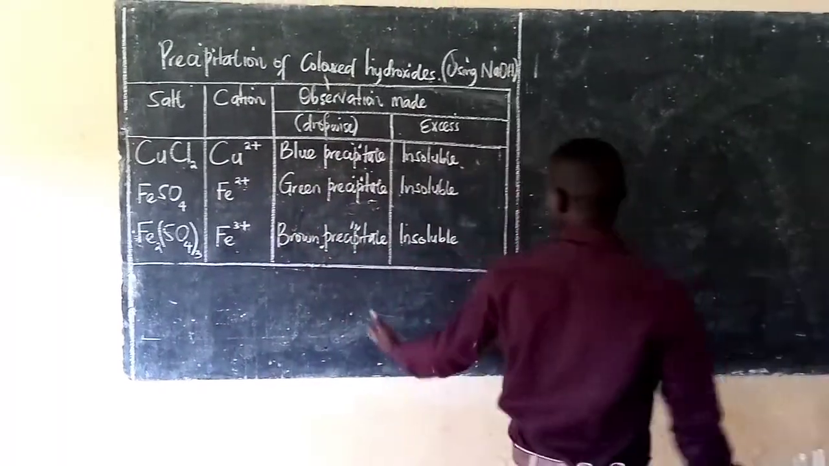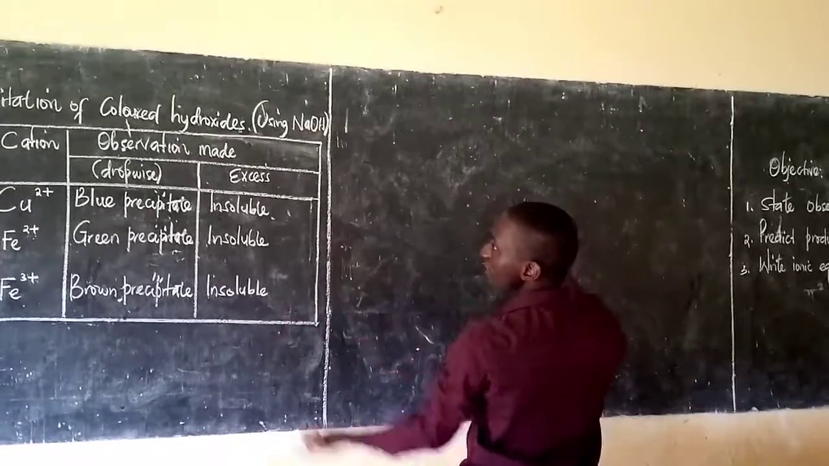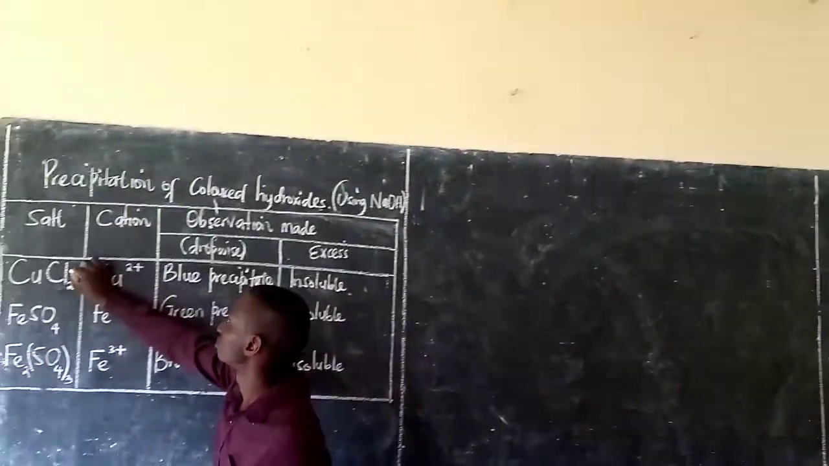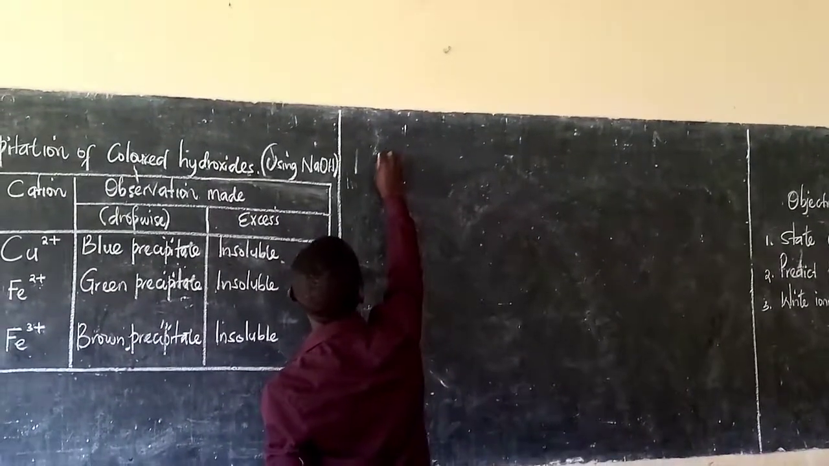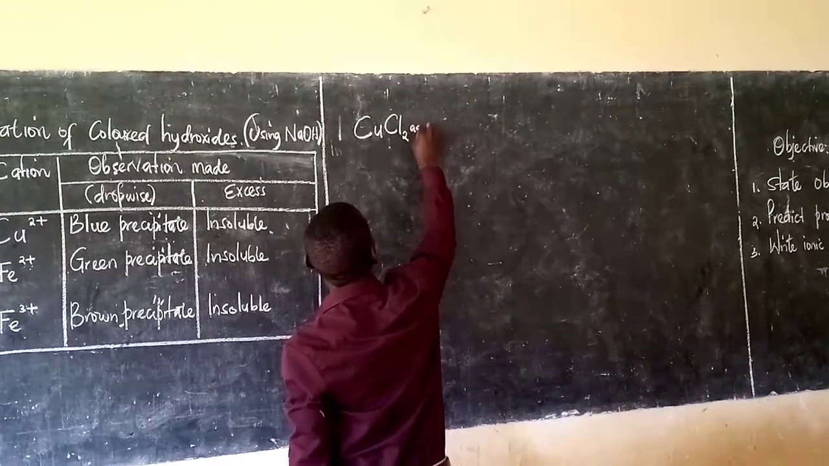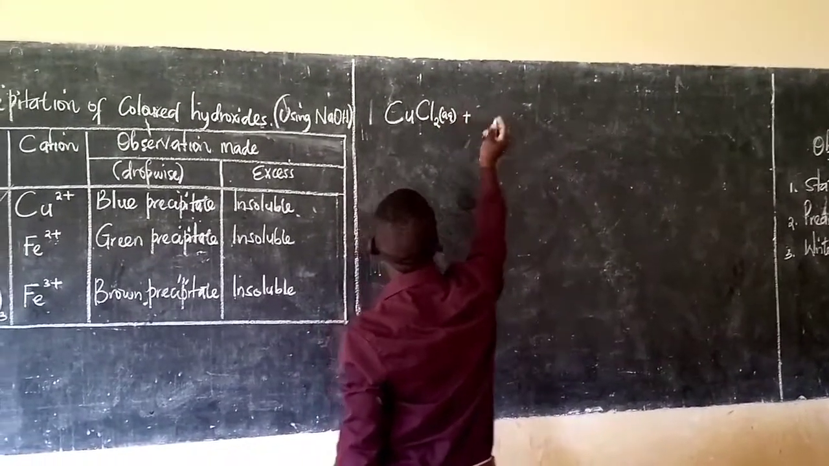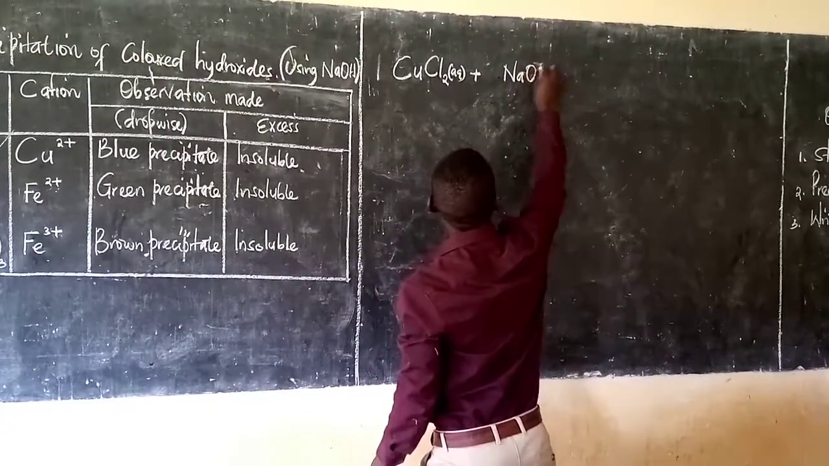Step 2: predict the products of the reaction and at the same time write the ionic equation. We shall pick the first salt. What did we combine? We brought copper 2 chloride solution and added it to sodium hydroxide solution.